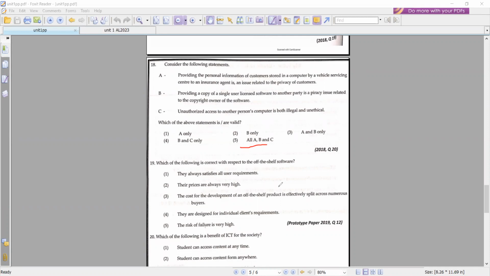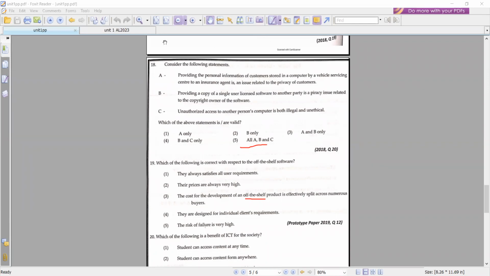Now here they are asking about off-the-shelf. If you take an example, the MS Office package is off-the-shelf. You can go and buy it. Does it always satisfy all customer requirements? No. Are their prices always very high? No, the cost of development of off-the-shelf software is effectively split across the numerous buyers because there are so many buyers. Because of that, this software is a bit cheaper than the tailor-made one. The third one is the answer.